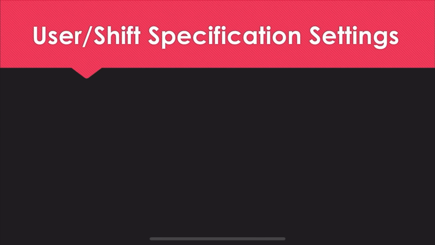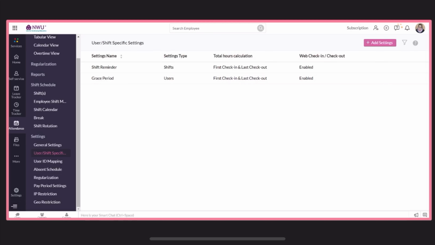Zoho People offers intuitive customizations so you can have settings confined to specific users and shifts as per your organizational needs. Using the User Shift Settings tab, you can create different attendance settings for a user or a shift. You will see the options that are in general settings. However, you can set any variations that you want for a user or for a shift.